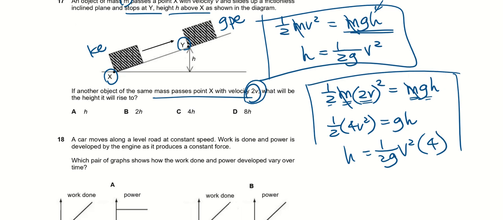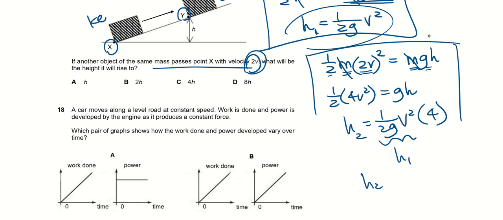Okay, so I call this h1, I call this h2. So h1 is actually 1 over 2g v squared. So I can replace this with h1. So do you see that h2 is going to be 4 times h1? So answer will be C.